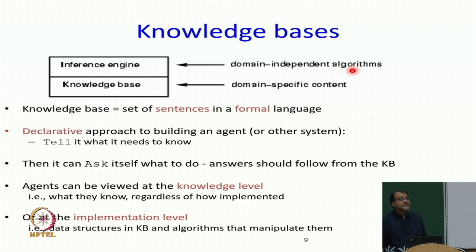So agents can be viewed at the knowledge level, what they know regardless of how they are implemented, or at the implementation level, based on the data structures in the knowledge base and the algorithms that are used to manipulate them. And in the previous world, there used to be expert systems. You may have heard this term. It was the rage once upon a time. People used to say that expert systems are going to solve AI. And what would they do? They would have the experts write knowledge in a logical representation and give it to the system to make inferences.